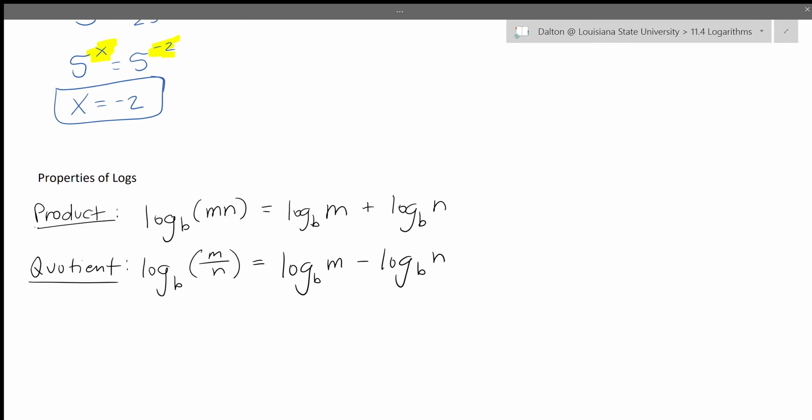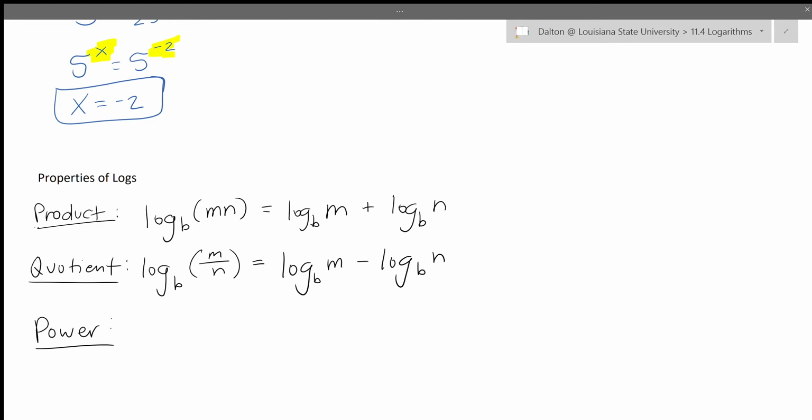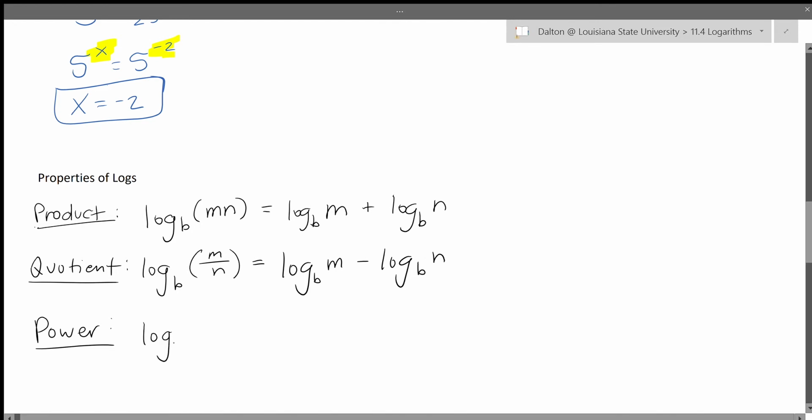And then we've got the power property. So when you have a power to a power, you have a number with a base and exponent to a power, what do you do with the exponents? Multiply. Okay, so if we multiply and I give you log base b of m to the p power, you would bring p out front to have p times log base b of m.